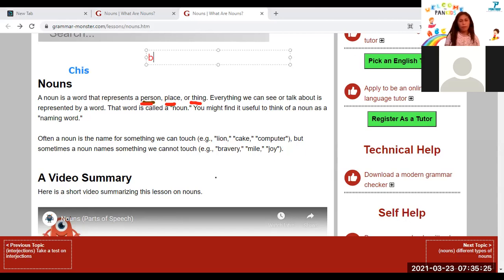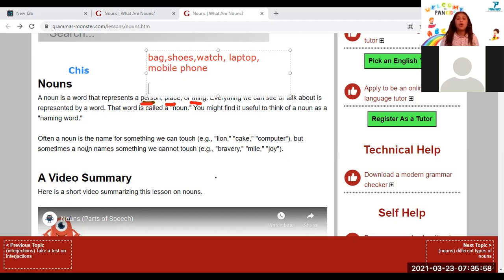Bag. I will write here bag. Okay, what else? Backpack. Shoes. Watch. Okay. Computer, sorry, laptop. And mobile phone. Mobile.